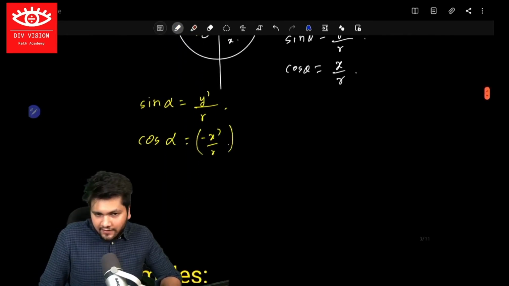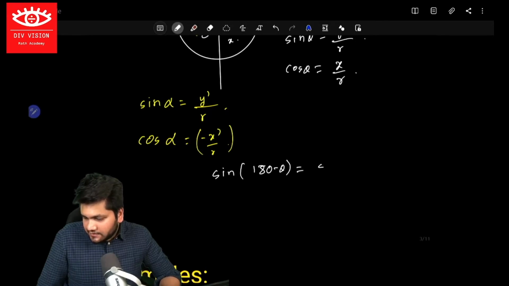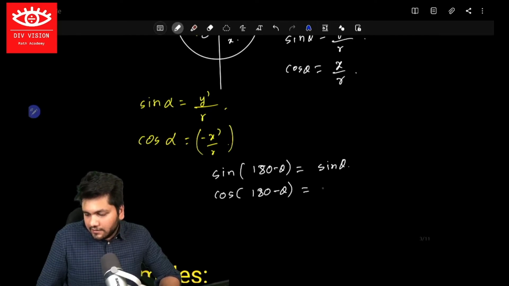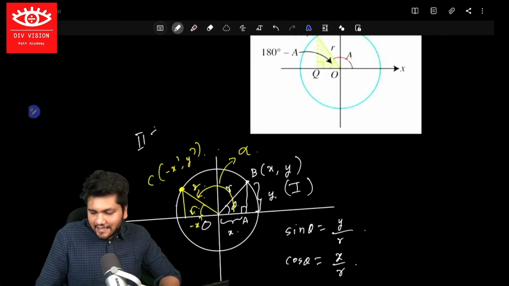So for example, if they ask you what is sine of 180 minus theta, it's going to be simply sine theta. But if it is cos of 180 minus theta, it's going to be minus cos theta. Because in the first quadrant, sine and cos will be positive, but in the second quadrant, sine will be positive because it's a y coordinate, and cos will be negative because it's an x coordinate.